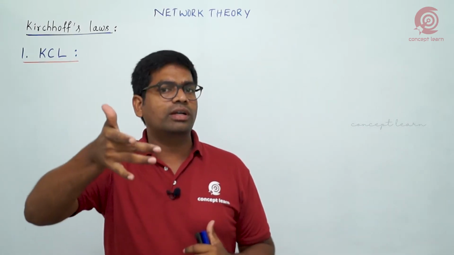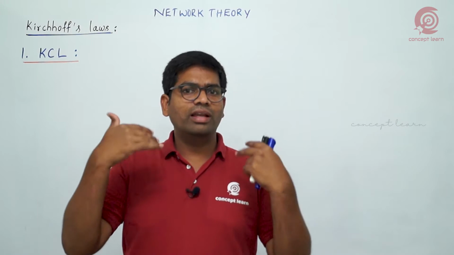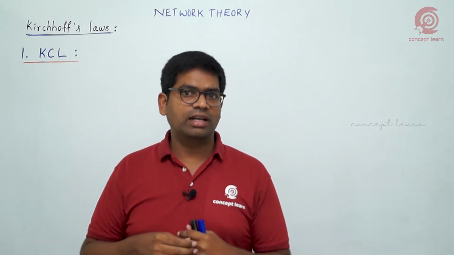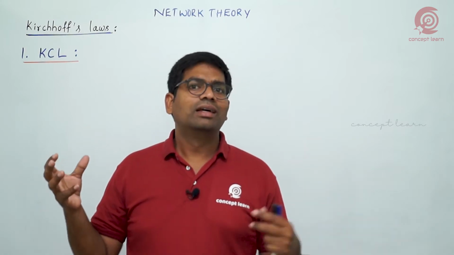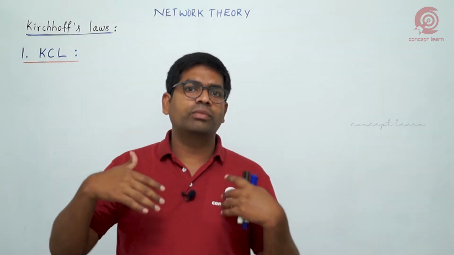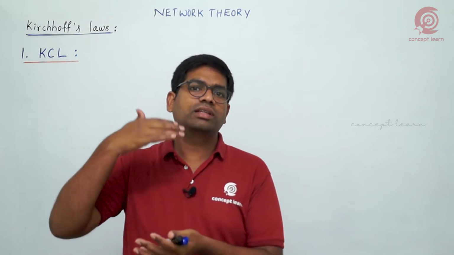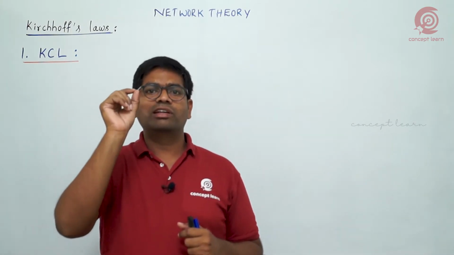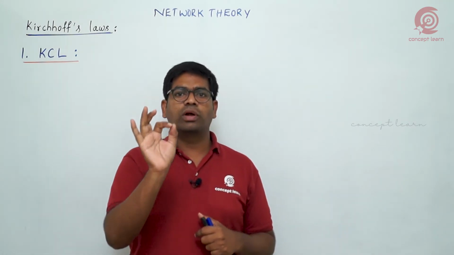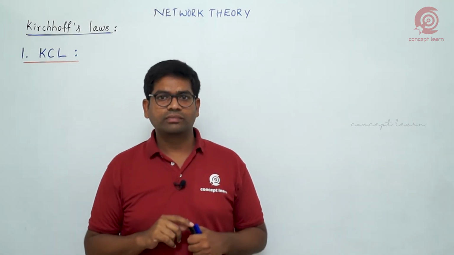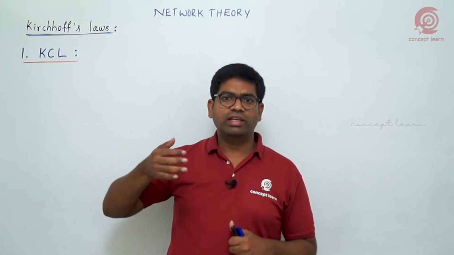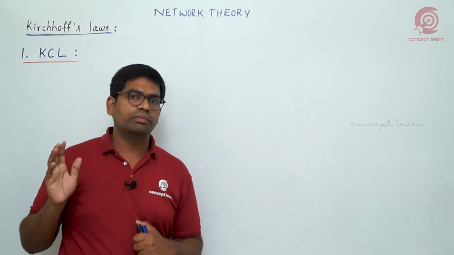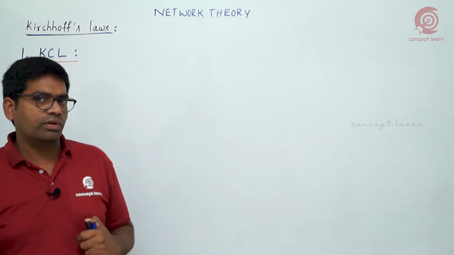When it comes to a principal node, it has more than two elements, starting from three generally. So a principal node is a point or junction where more than two elements, like 3, 4, or whatever it is, are connected. So KCL we can write for any kind of node. Not only simple, we can even apply it for a principal node also.